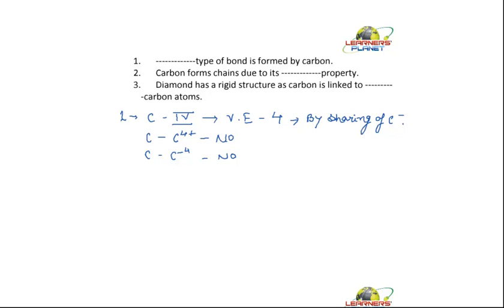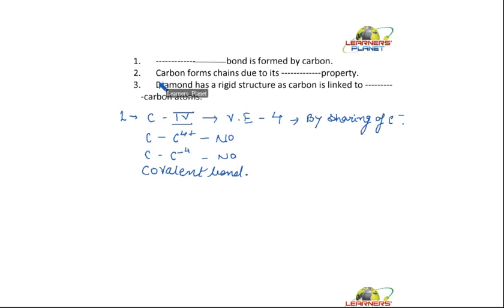So what type of bond is formed by sharing of electrons? It is a covalent bond. So what will be the answer of this first question, students? It is that covalent bond is formed by carbon. So it should be: dash bond is formed by carbon. So it is covalent bond is formed by carbon.